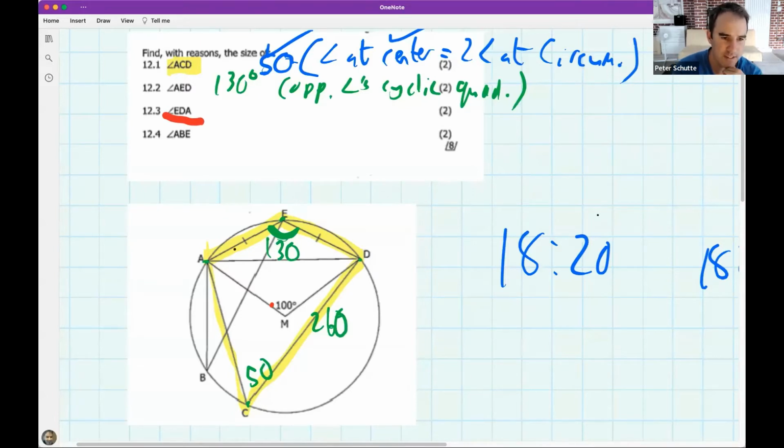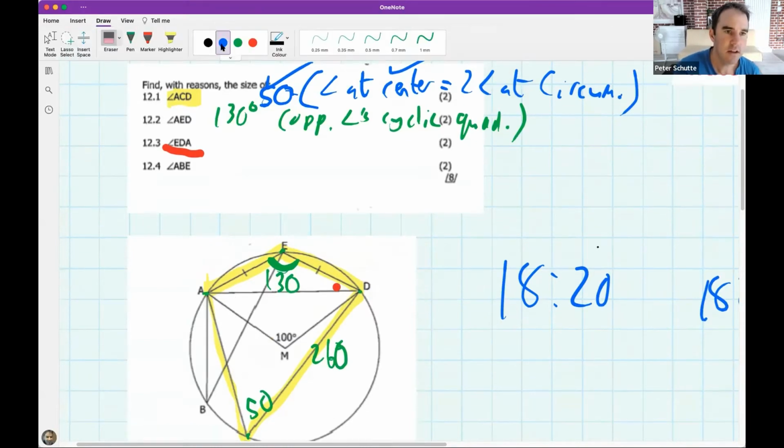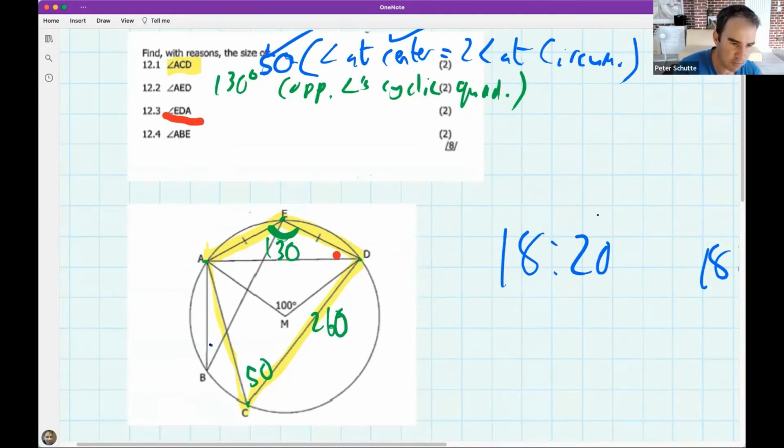Okay, where are we going next? It's EDA. So EDA is that red dot over there, and ABE is this angle over here. And we're going to give you some more time because these are proper exam questions. This was taken from old exams. So we've now reached a pretty decent level.